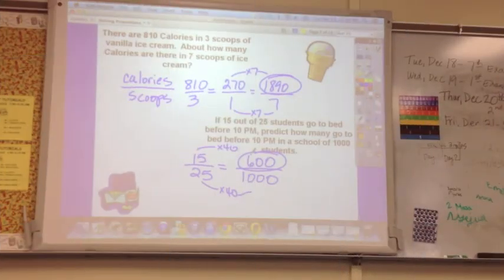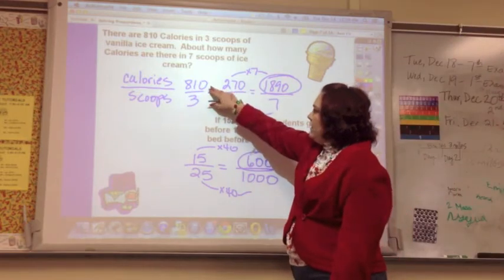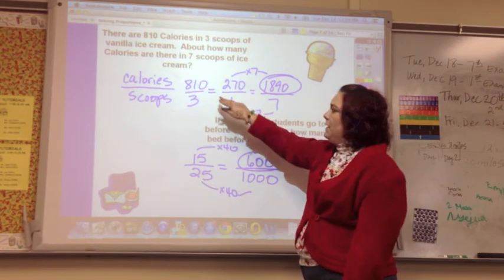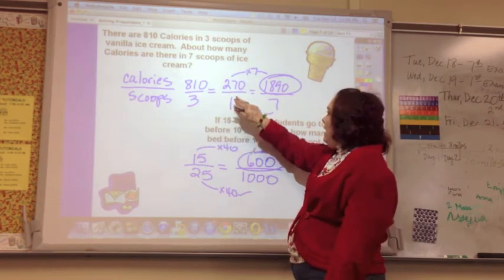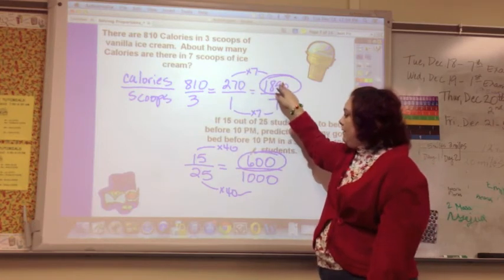So here are the answers. So if you've got 810 calories in 3 scoops, there's 270 in 1 scoop. I did that by dividing. And then to get from 1 to 7, times 7.